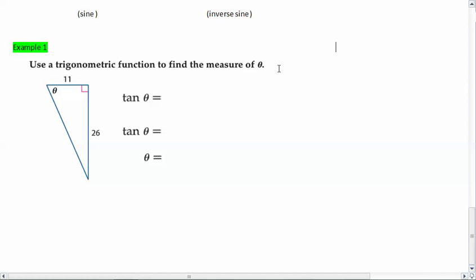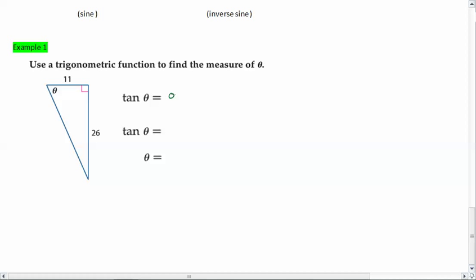So use a trig function to find the measure of theta. We're given this triangle. We have a right triangle. We have theta. Adjacent to theta, we have 11 as a side, and across from theta, opposite of theta, we have 26 as the length of our side. So we're trying to find what theta is. So we know that we can do opposite over adjacent. That's all the information we have.